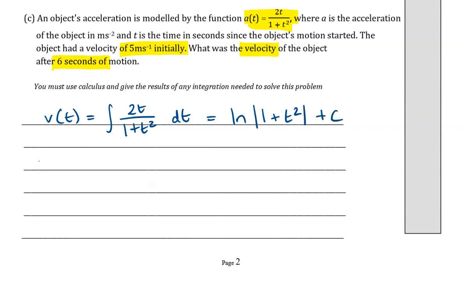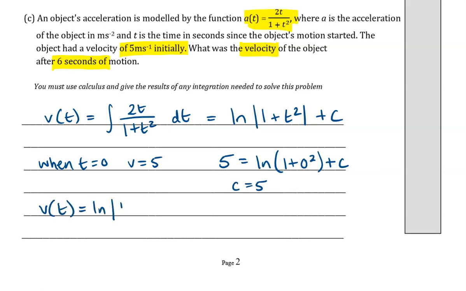Okay, then we know that when t is 0, so the initial time, the velocity will be 5. That will help us to work out c. So v of 0 equals ln of 1 plus 0 squared plus c, and we know that that is equal to 5. Now ln 1 is 0, so therefore c equals 5, and our velocity function is ln of 1 plus t squared plus 5.